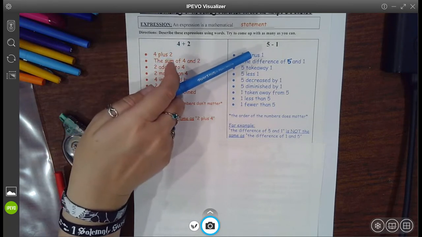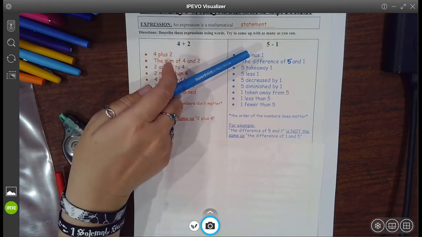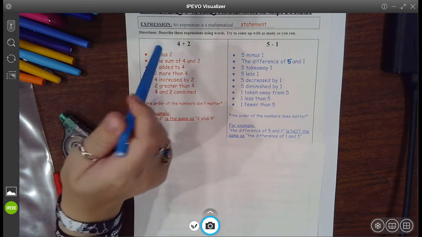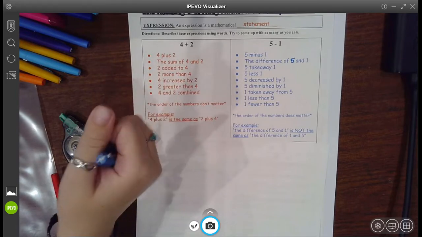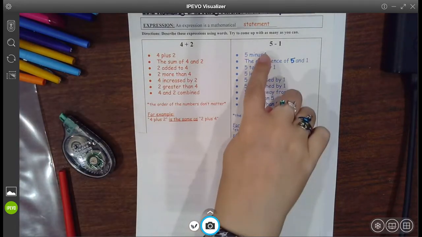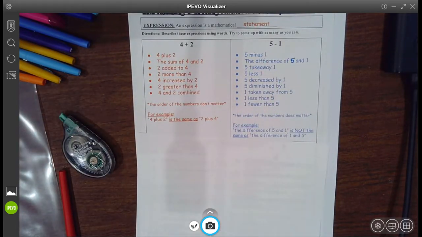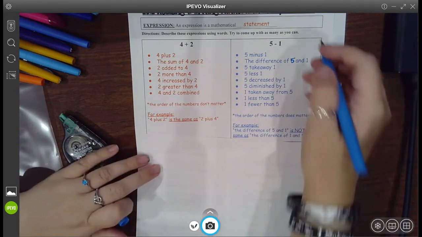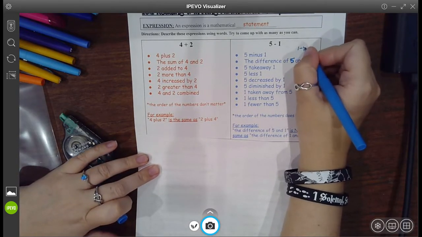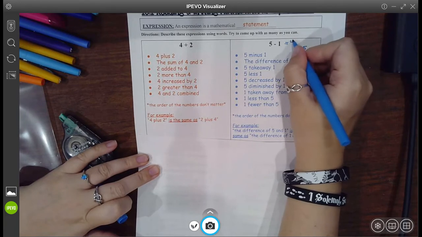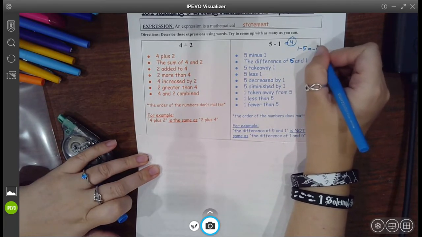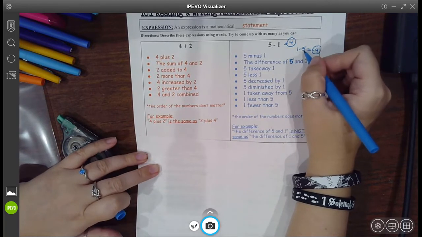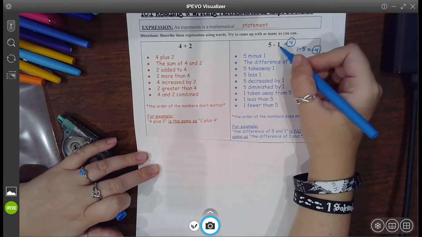Is 5 minus 1 the same thing as 1 minus 5? Because we said 4 plus 2 is 6. If I switch these, is 2 plus 4 still 6? Yes. 5 minus 1 is 4. Is 1 minus 5 going to give me the same answer of 4? No, it's actually going to give me negative 4. So 1 minus 5 is very different than 5 minus 1.